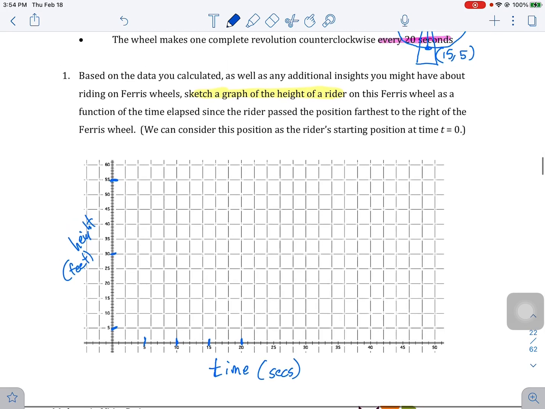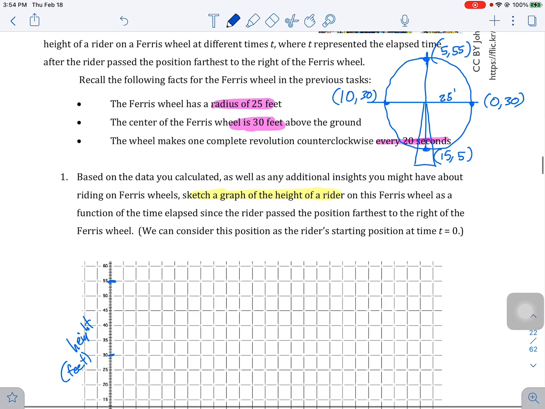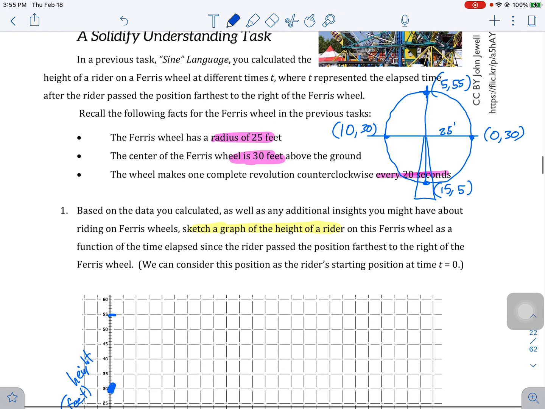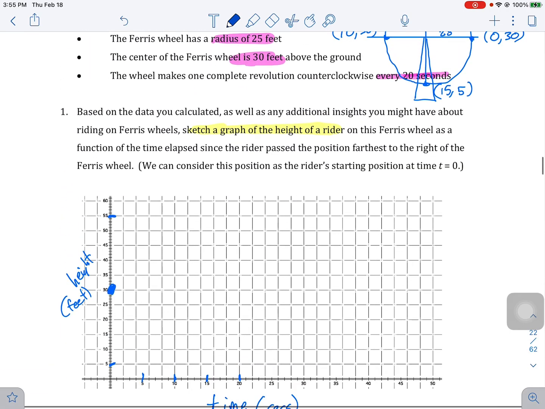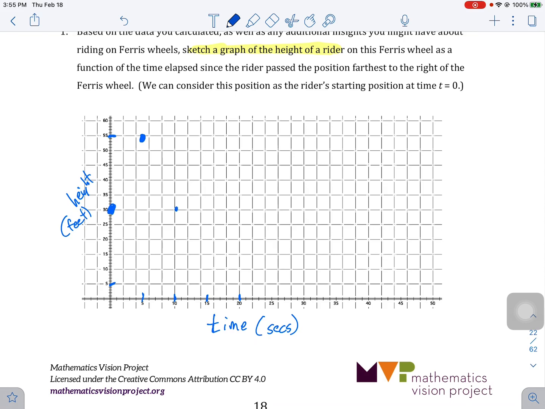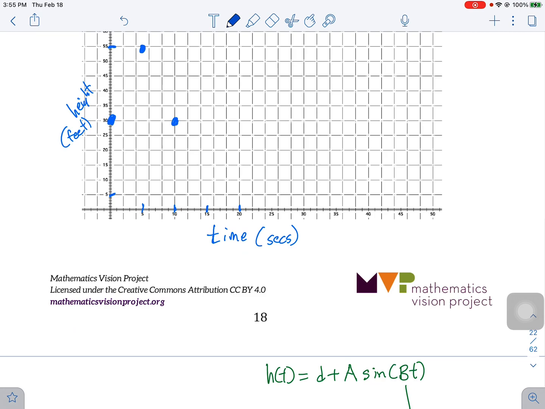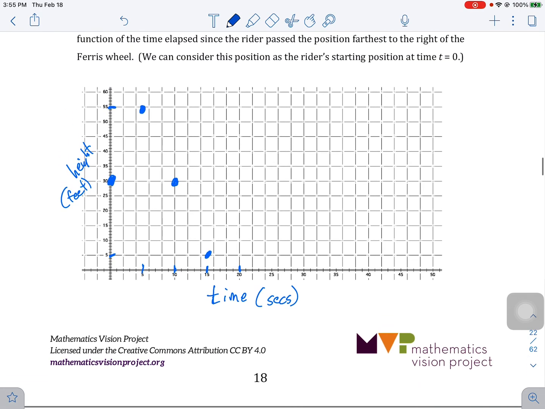I also know it's a circle, so it's cyclical and it's going to repeat. If I start with 0 at my center line, I would be right here at 0 seconds. At 5 seconds, it goes up to 55, so 55 is right about there. Then at 10 seconds, it comes back down to 30. At 15 seconds, it goes all the way down to 5. And finally, at 20 seconds, it's back to 30.